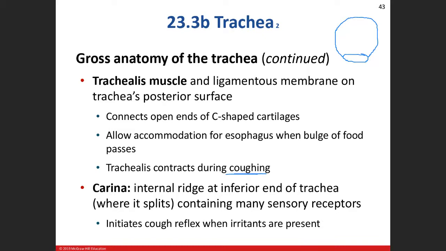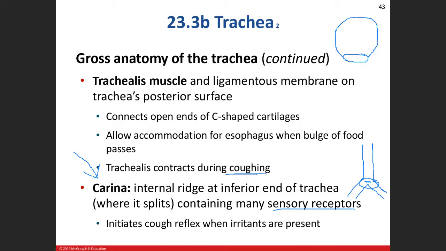Speaking of the coughing reflex, that's the carina. It does remind me of a name, Karina. There's actually a song, Karina, but it's spelled differently. But anyways, the carina is located on the interior of where the trachea bifurcates. So it's right in this region here. There's a little ridge here, and it's loaded with these sensory receptors.